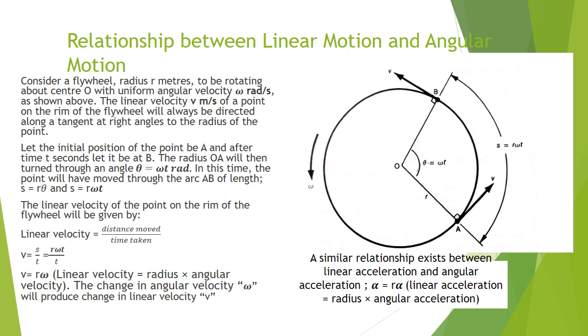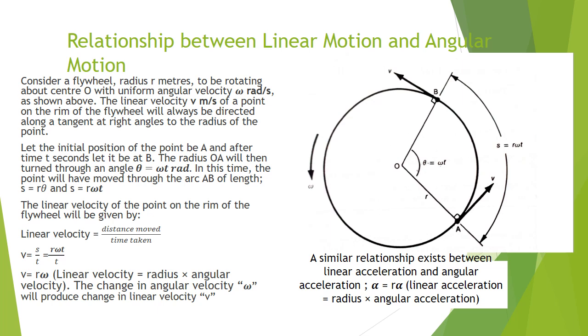Okay, now let's look at the relationship between linear motion and angular motion. Let us consider a flywheel of radius r meters rotating about point O on that diagram, with uniform angular velocity omega in rad per second, as shown. Now the linear velocity v in meters per second of a point on the rim of the wheel will always be directed along a tangent at right angles to the radius at that point.